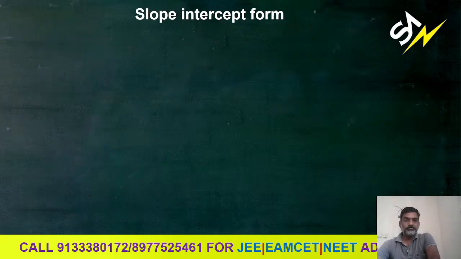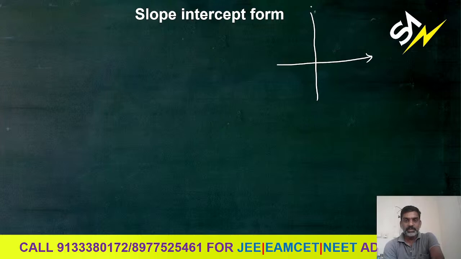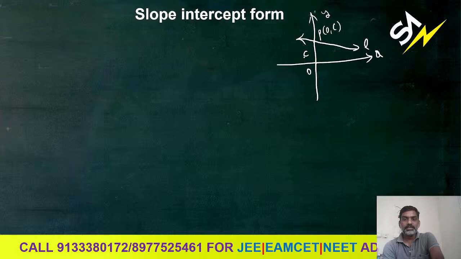Okay. Next one is the slope intercept form of a line. So let us take a line. Let us take x-axis and y-axis here. This is the x-axis and here the y-axis. There is a line, the line is L. Here this line L is making y-intercept C. The origin is here, and on the y-axis the point must be 0 comma C. So the given line is passing through 0 comma C, right?